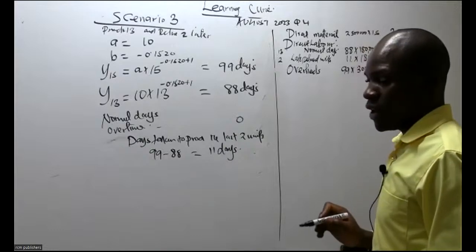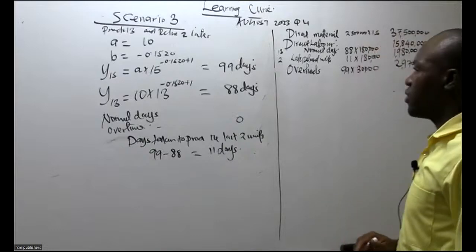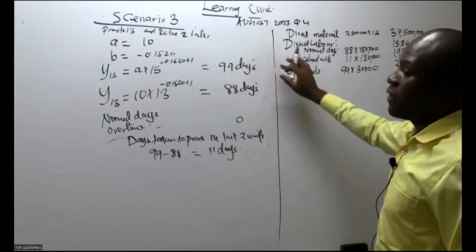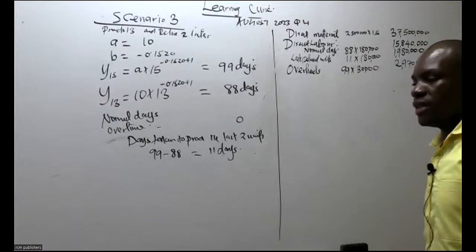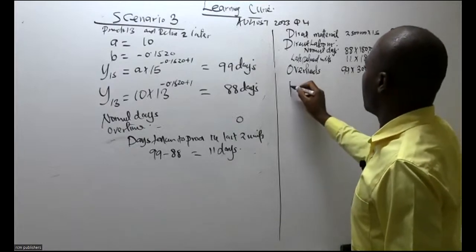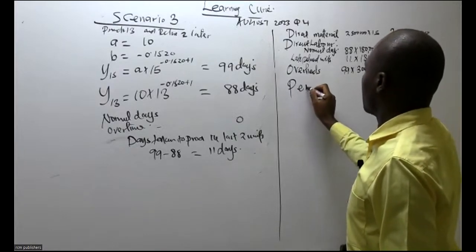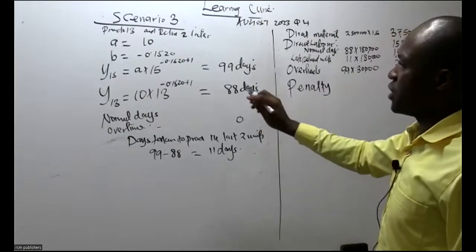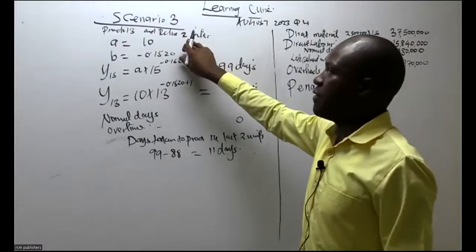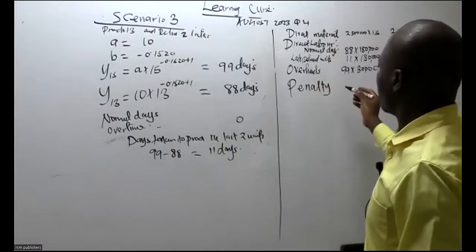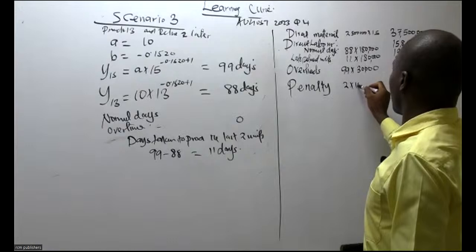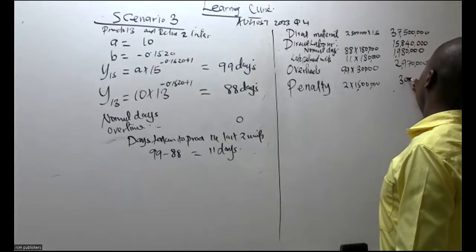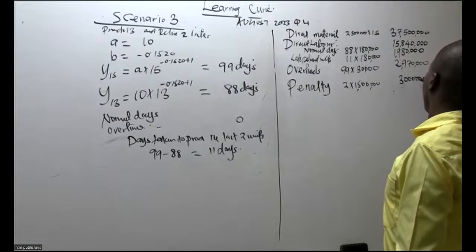Is there anything we are leaving out? Let's see if we are really copying notes or we are following something. Penalty. So we have a penalty here for late delivery, and 2 buses were delivered after the deadline. So we have 2 times 1.5 million. That will be 3. They are paying 3 million.